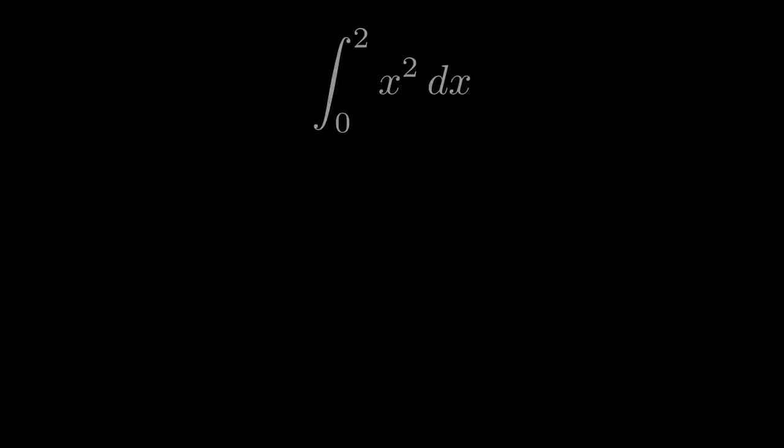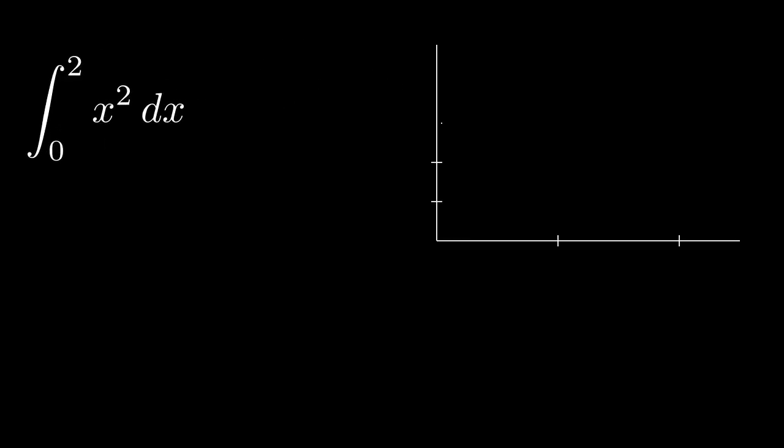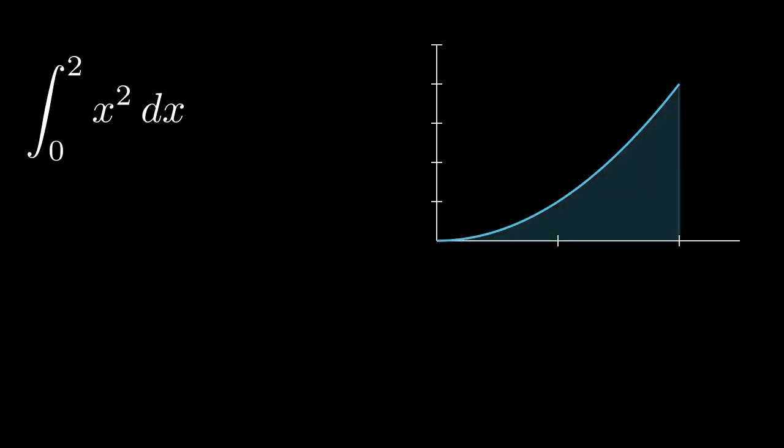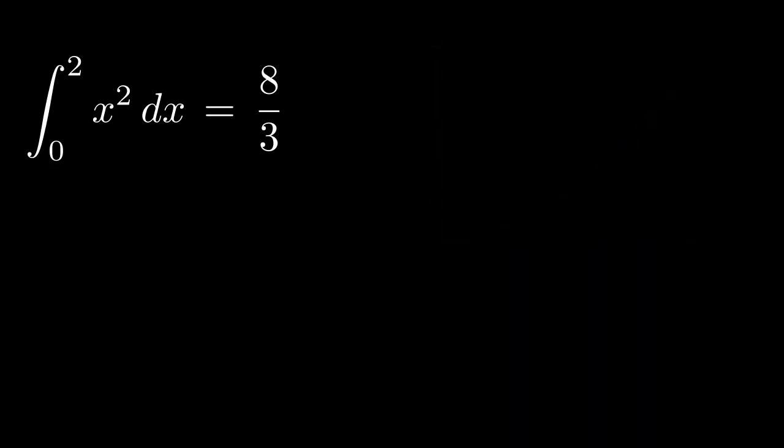The definite integral is denoted by the symbol, integral from 0 to 2 of x squared dx. Here, dx represents the infinitesimal change in x. By evaluating this integral, we can determine the exact area under the curve. For our example, the integral from 0 to 2 of x squared dx equals 8/3.